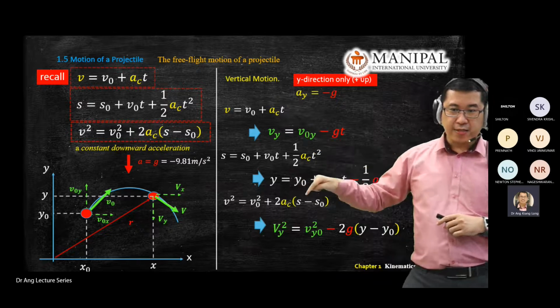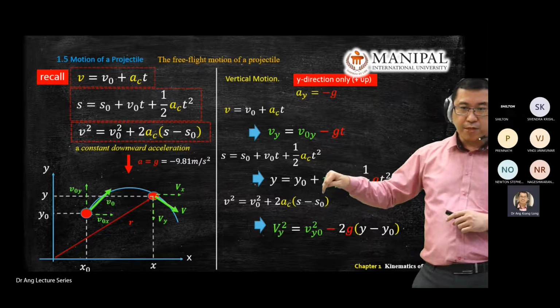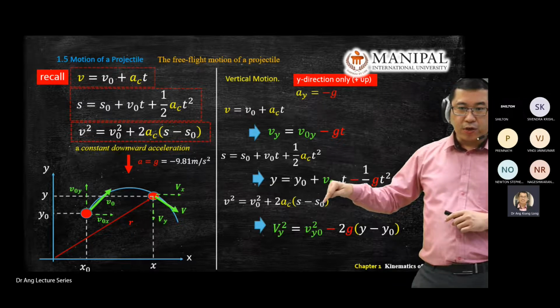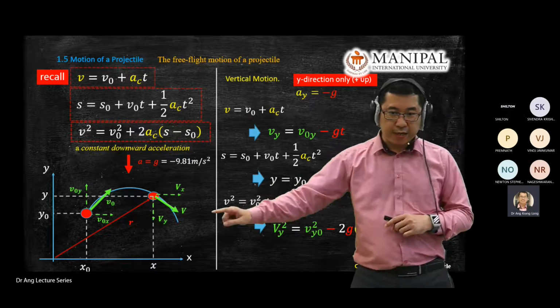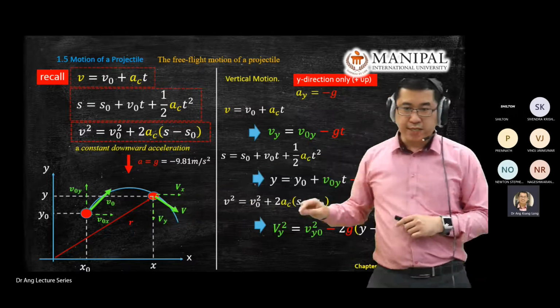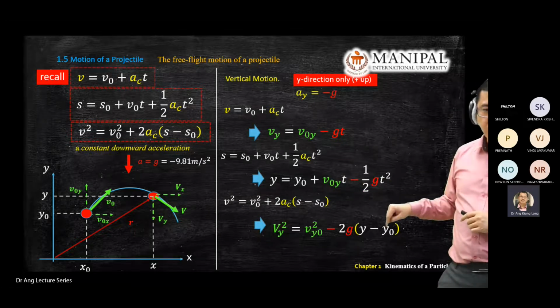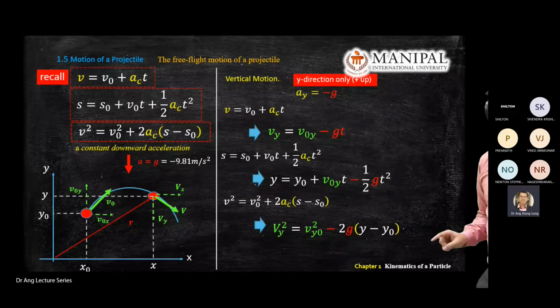So your S becomes Y. S sub 0 means the position at the origin. Look at your diagram again. Where is the Y position at your starting point? It is Y0. So S you modify to become Y sub 0. You get the third one.